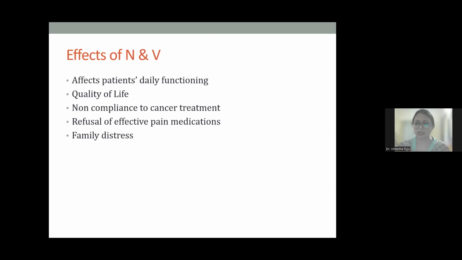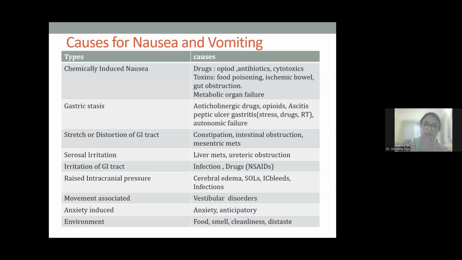Suppose a patient is having severe pain and is on step 3 analgesics, probably morphine, and the patient is also having severe nausea and vomiting. If that nausea and vomiting is not adequately controlled, he is probably not going to take even his analgesics. He's probably not going to retain them. He's probably going to vomit it out. Altogether his functioning drops, and he is going to say, I do not want any further treatment. And in turn, the patient is in distress, which in turn makes the family also go into distress.